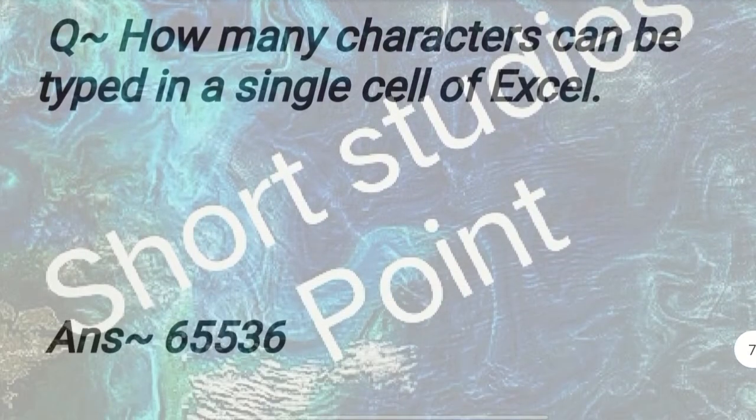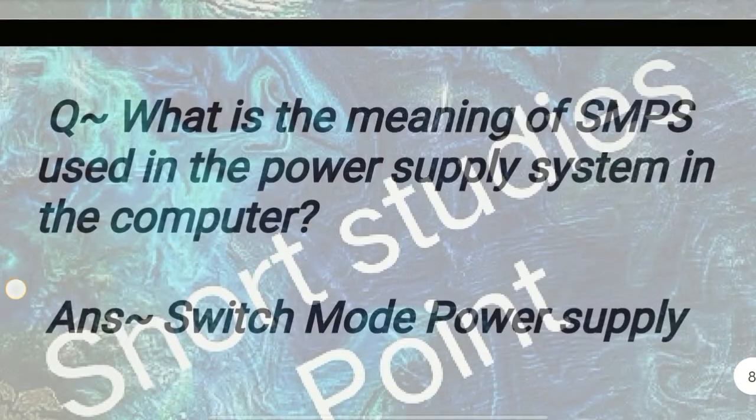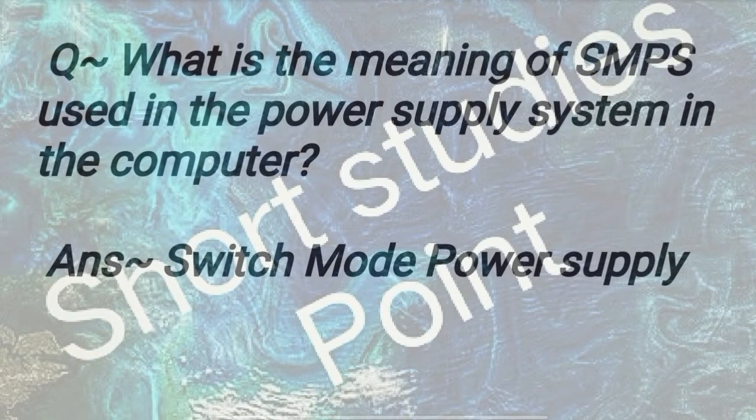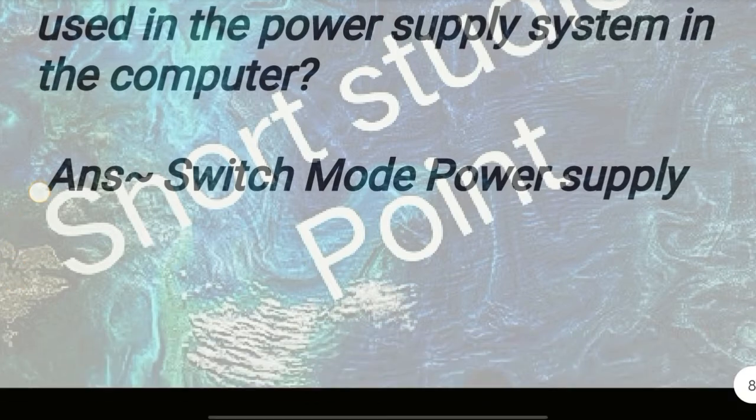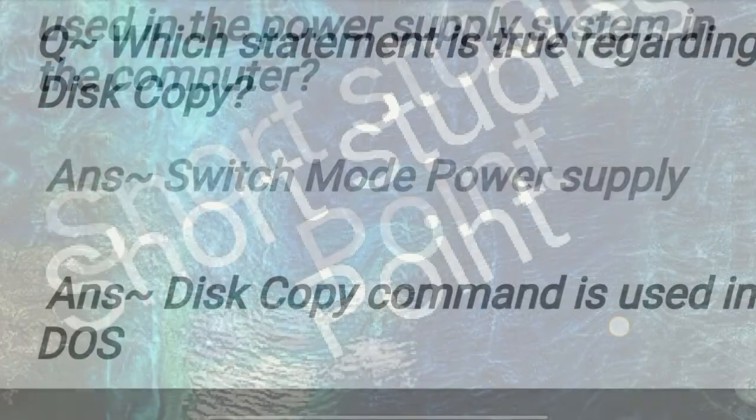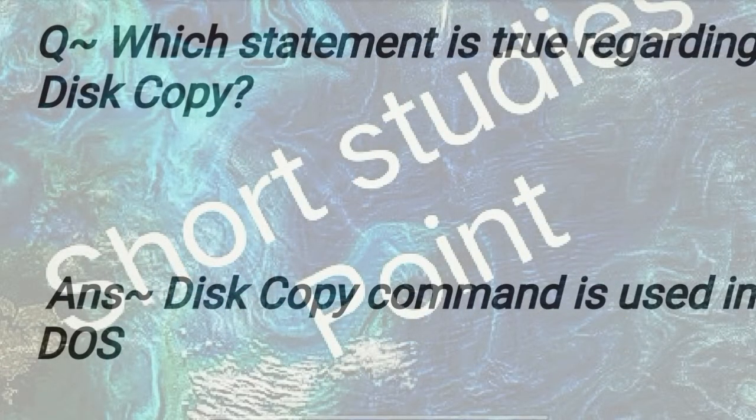Next question: how many characters can be typed in a single cell of Excel? Answer: 65,536. Next question: what is the meaning of SMPS used in the power supply system in the computer? Answer: switch mode power supply. Question: which statement is true regarding disk copy? Answer: disk copy command is used in DOS.